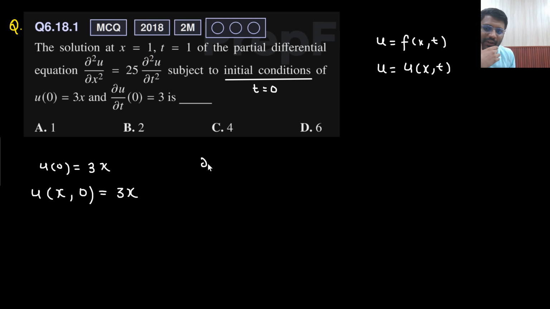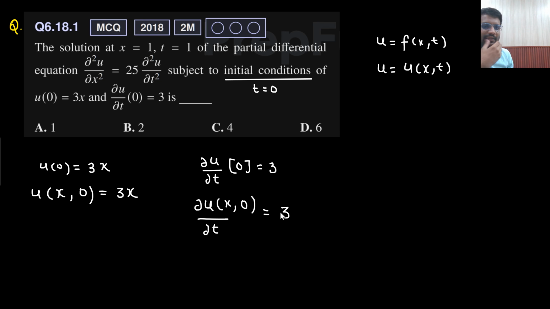Now, what is the meaning of del u by del t at t equals to 0 equals to 3? That means you partially differentiate your u with respect to t. Once you are done, in place of t you put 0 and keep x as it is. Then you will get answer 3. This is what they are saying. So you let me know what will be your u of x comma t.